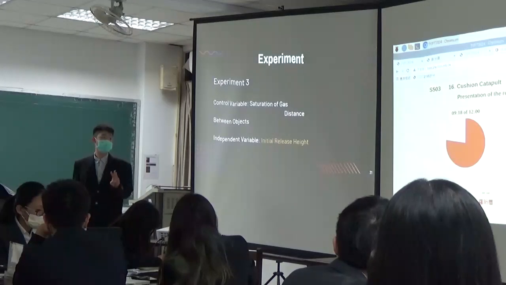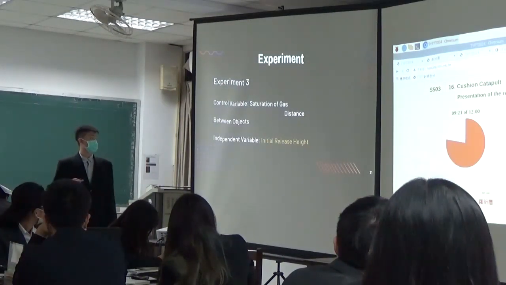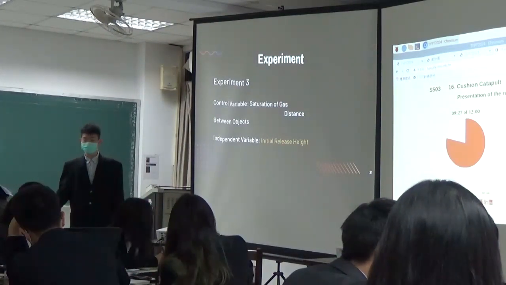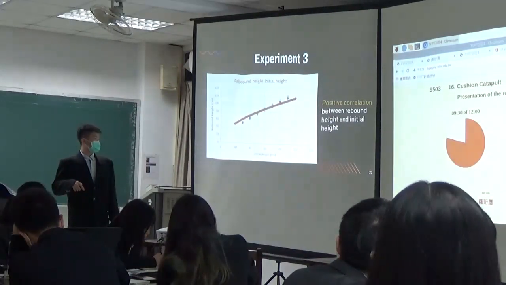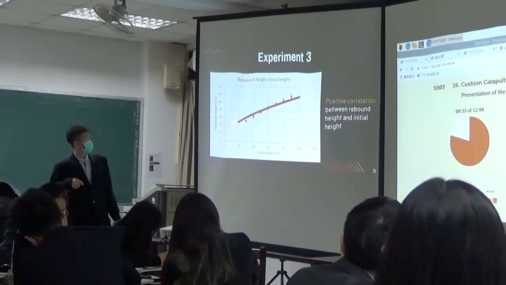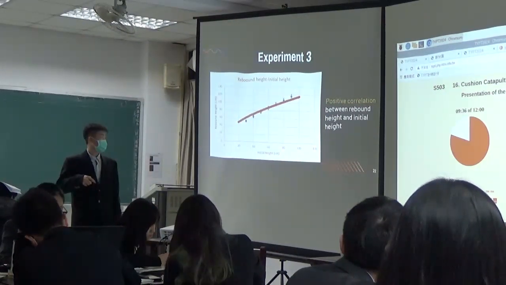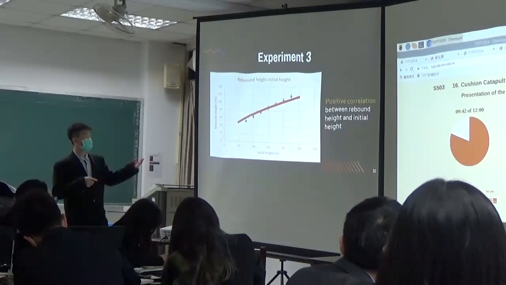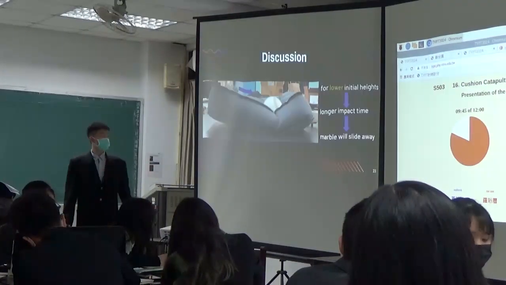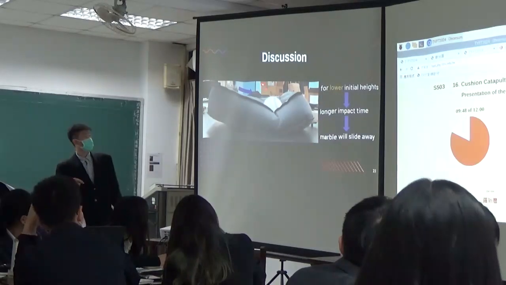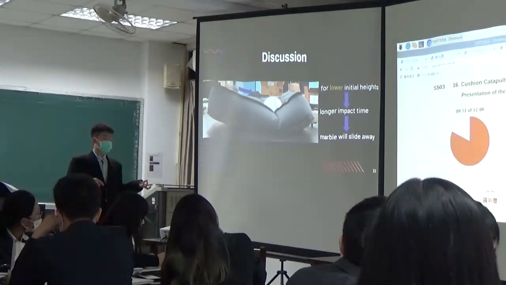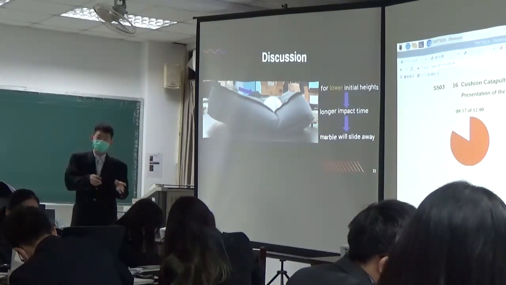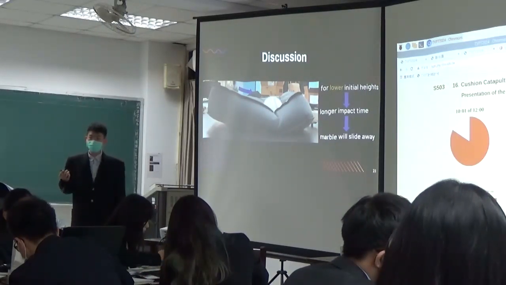So this is our 3rd experiment, in which we controlled the saturation of gas and the distance between objects. And our independent variable is initial release height. We can see that this line is our theoretical line, and this one is our experiment data. So we can see that there is a positive correlation between the rebound height and the initial height. Discussion: for low initial heights, it can lead to longer impact time, which allows the marble to slide away, so that it won't catapult away.